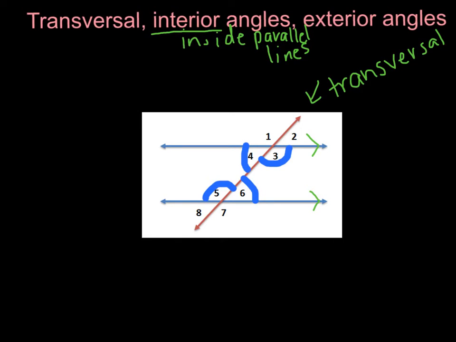Looking at exterior angles, exterior would be on the outside of the parallel lines. So that would entail angles 1, 2, 8, and 7. Those would all be considered exterior angles.